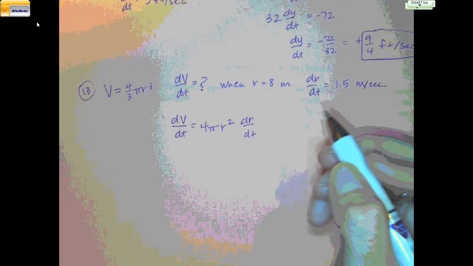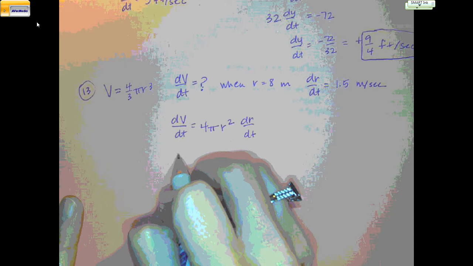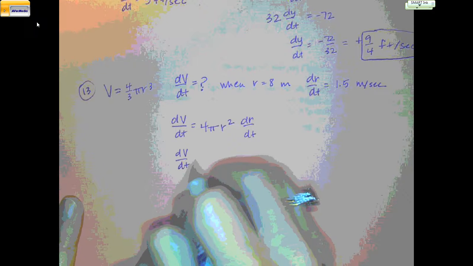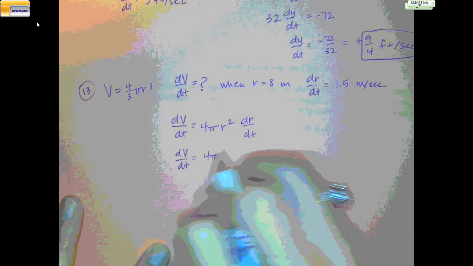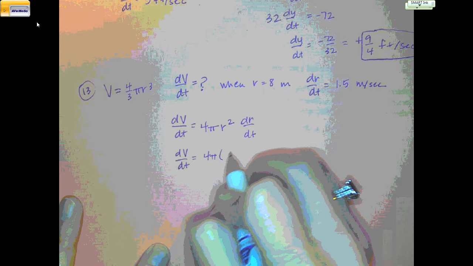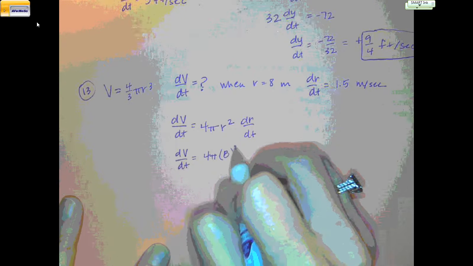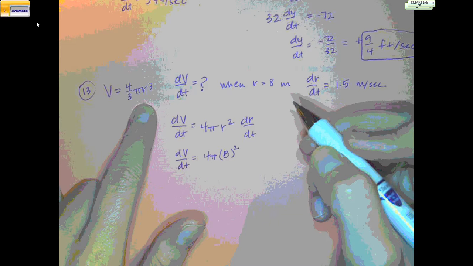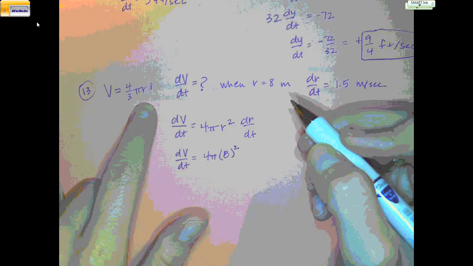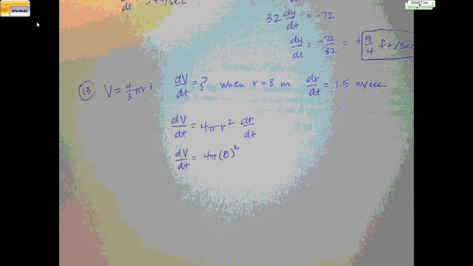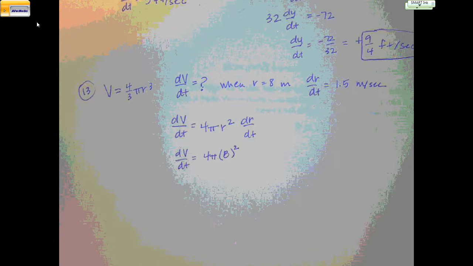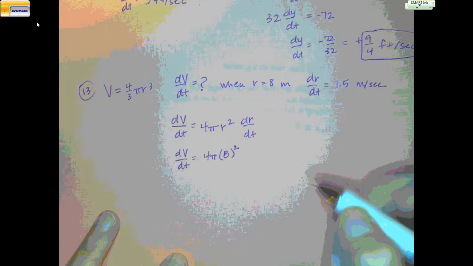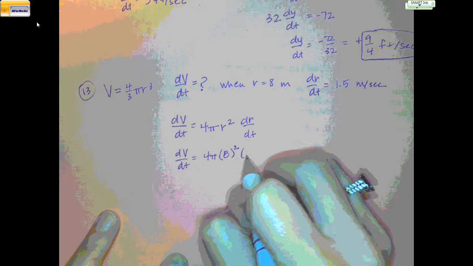Now let's plug in stuff that we know. We're looking for dV over dt, so I'm just going to rewrite it. 4 pi is 4 pi. Our radius they gave us was 8. And tell me again, why couldn't I just plug in 8 at the beginning? It's changing. It's not always 8. As it expands, it hits 8 on its way out, but it's not always 8. And then our dr dt is 1.5.